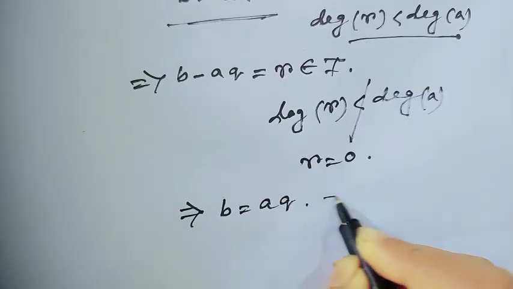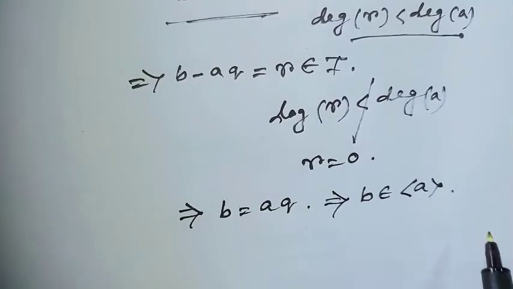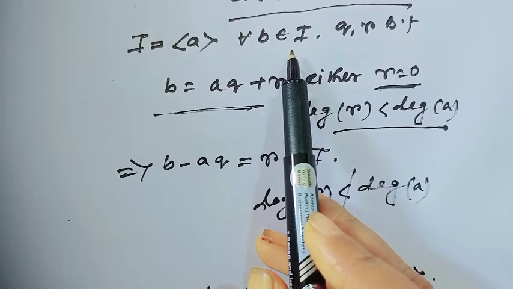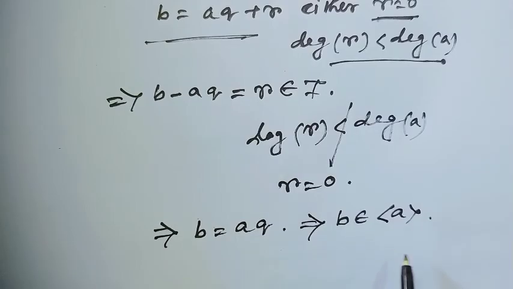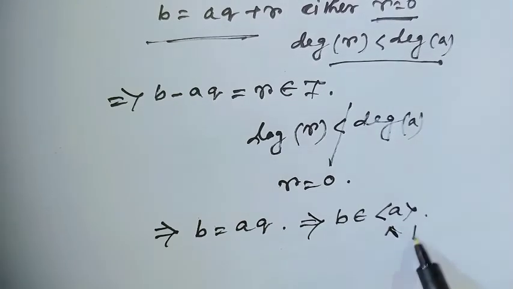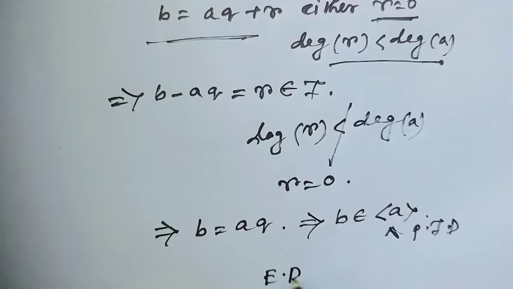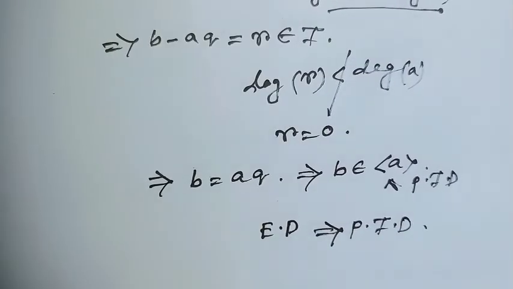Therefore, from this line obviously, B belongs to the ideal generated by A. Therefore, here I have considered an arbitrary element B from the ideal of the Euclidean domain. I have seen B belongs to one particular ideal, which is a PID, because this ideal is generated by a single element. So obviously every Euclidean domain is a PID. Are you getting the proof?